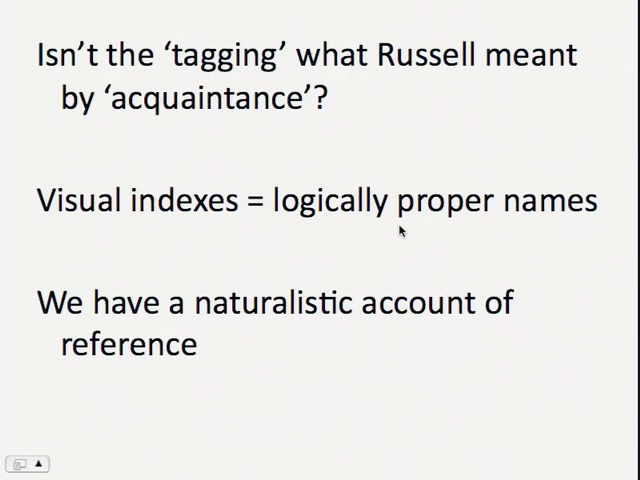Your visual system tags medium-sized objects. My visual system tags the same medium-sized objects. That's how come we can think and talk about them. That's really the basic phenomenon at the root of making communication possible, this tagging of medium-sized objects.